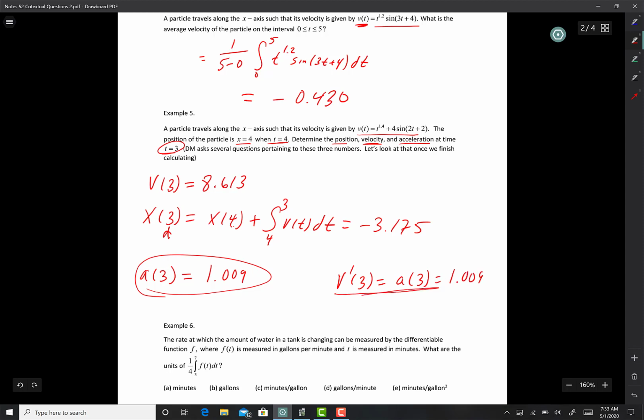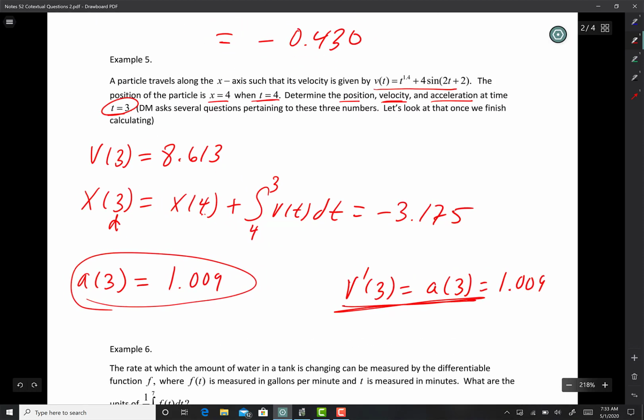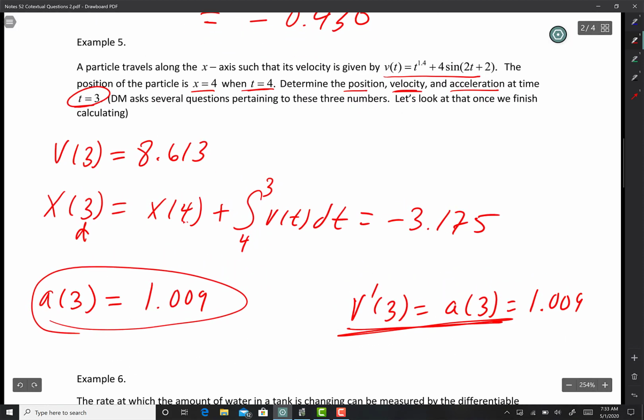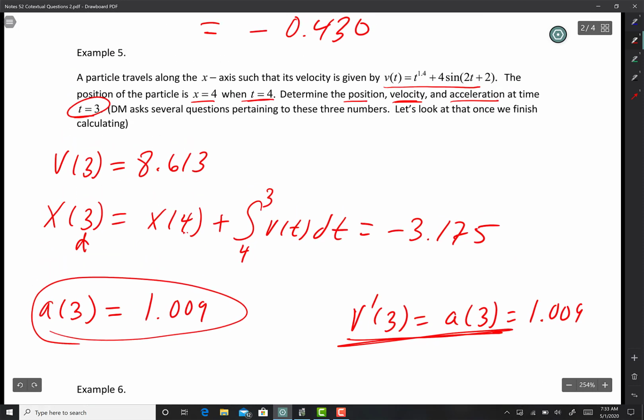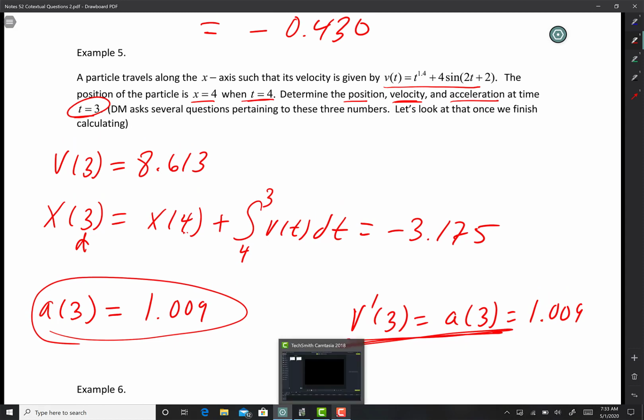1.009. So we can show our audience that we know calculus and that we know that we took the derivative of velocity, which is acceleration. So there it is, guys. I think that's full credit. And let me show you how it's going to look on your Delta Math real quick. So let's run that really fast.